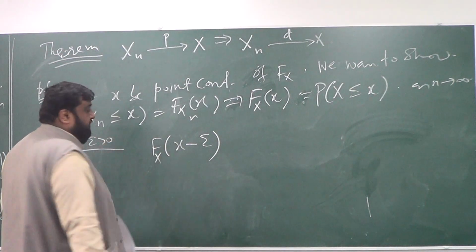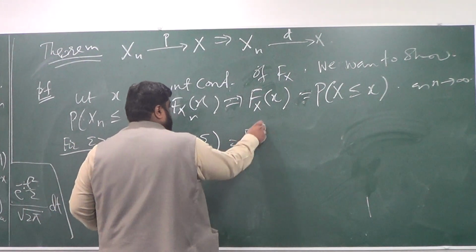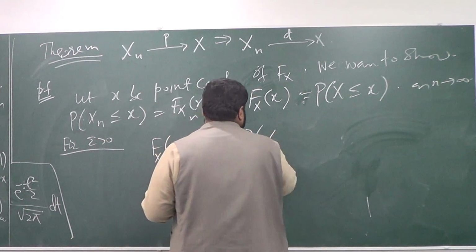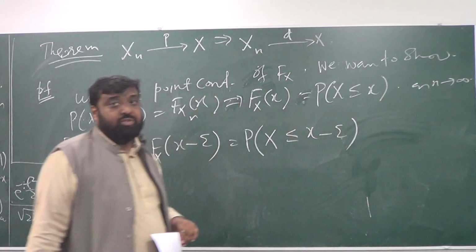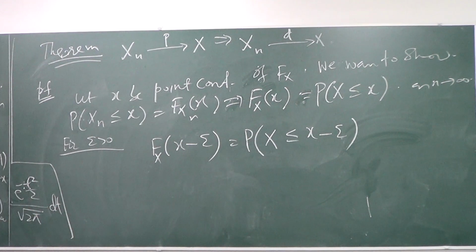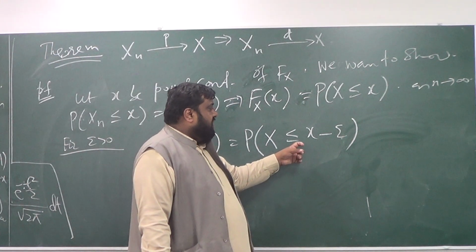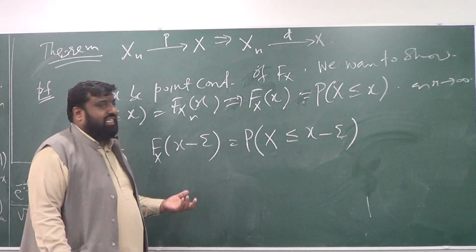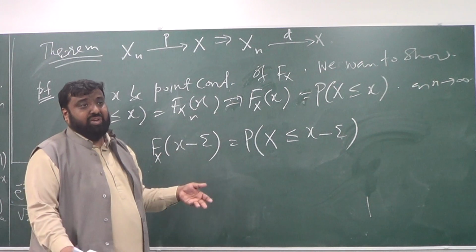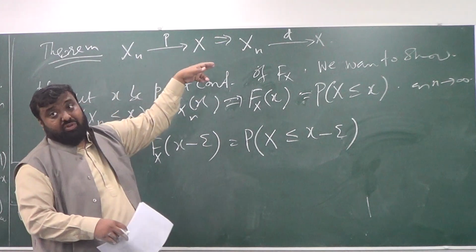Okay, so this F_X(x minus epsilon). What would this be? This is the same as the probability that X is less than or equal to x minus epsilon. Actually, epsilon is a small number. When X is less than or equal to x minus epsilon, what can I say about Xn? Xn can be anything. At the moment, Xn has nothing to do with X, except that it converges in probability.